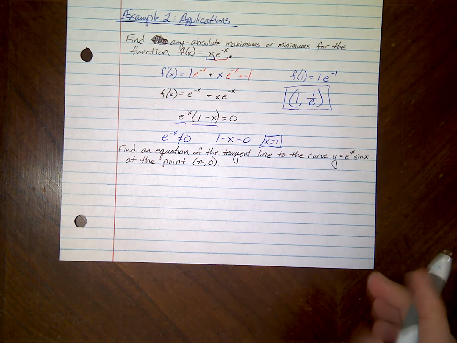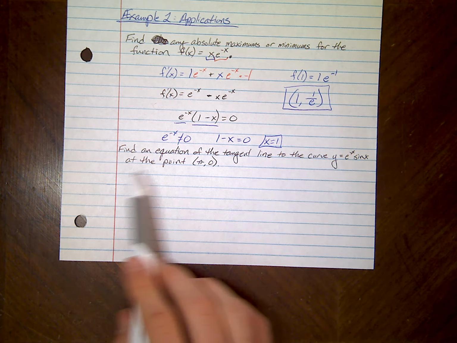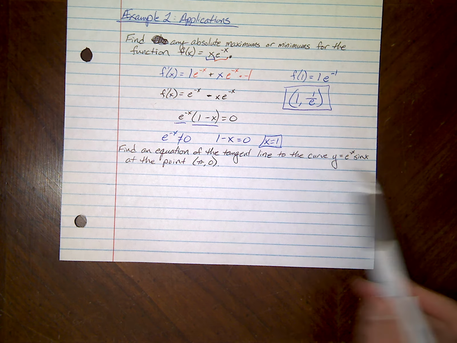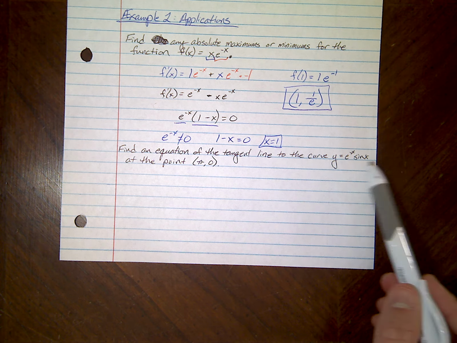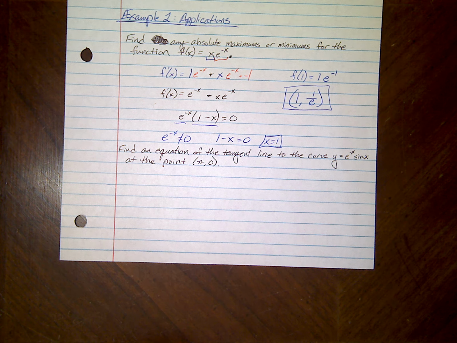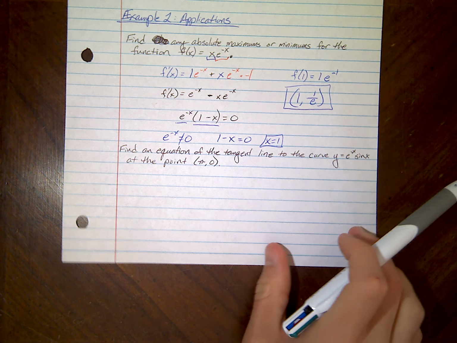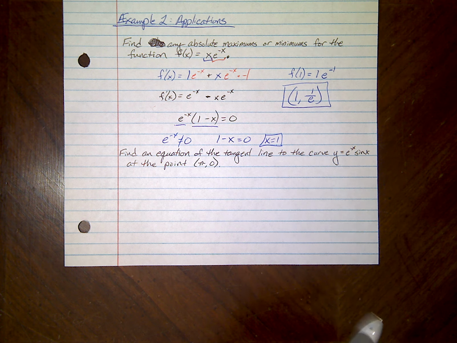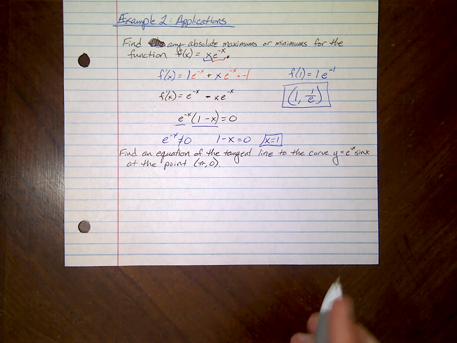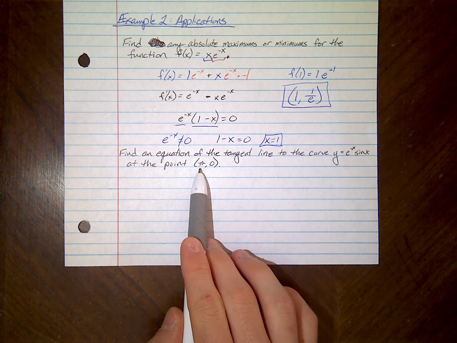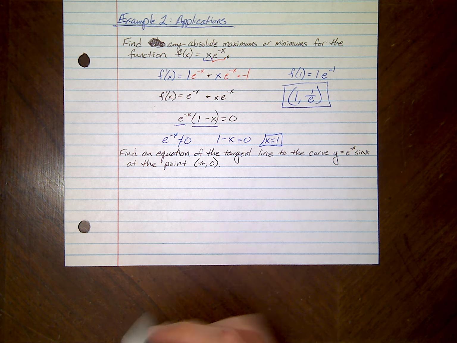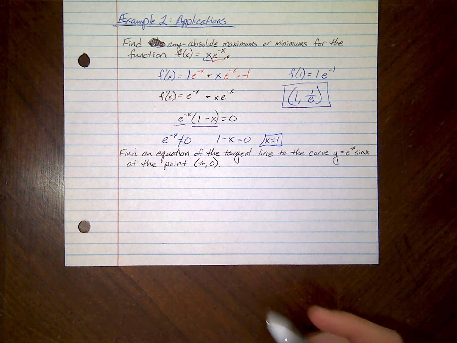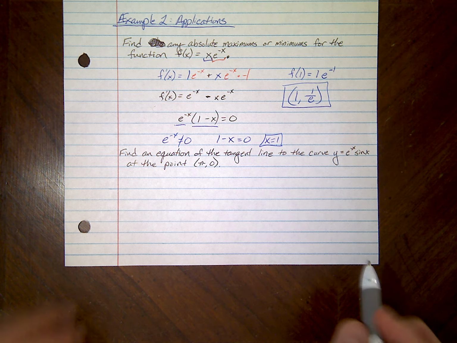All right. And then finally, our last one, find an equation of the tangent line to the curve y equals e to the negative x sine x at the point pi, 0. So again, take the derivative of the function. You don't need to set it equal to 0. Take the derivative of the function and plug in your x coordinate, in this case pi. That'll tell you the slope of your tangent line at that particular point.